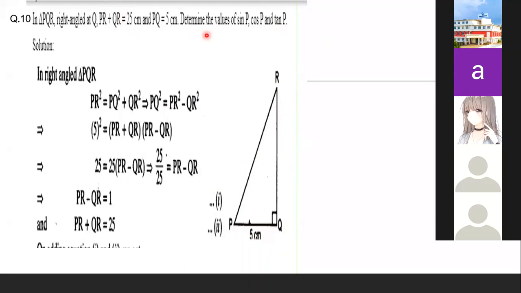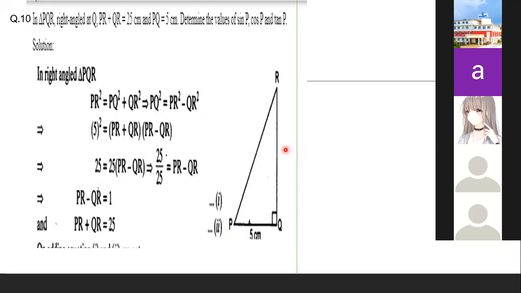They are asking us to determine the value of sin P, cos P and tan P. With respect to P, we need to find the remaining thing. So to find sin P, cos P, tan P, we need to use the sum of these two sides, PR and QR, which is 25. First we need to find the exact value of PR and the exact value of QR.